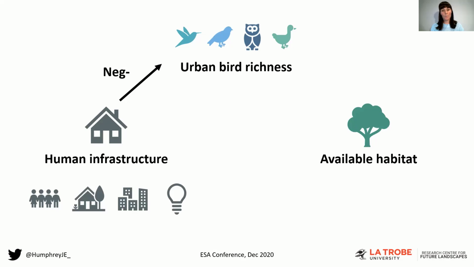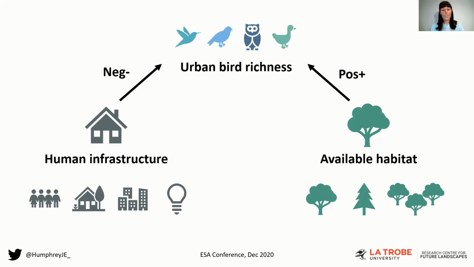At the same time, studies have also investigated the influence of habitat. Whilst the definition of suitable habitat varies according to species, some general measures include the presence of remnant native trees, the proportion of exotic vegetation, and overall tree cover. Collectively, these studies suggest that habitat has a positive influence on species richness.